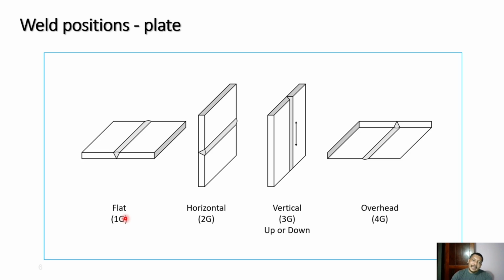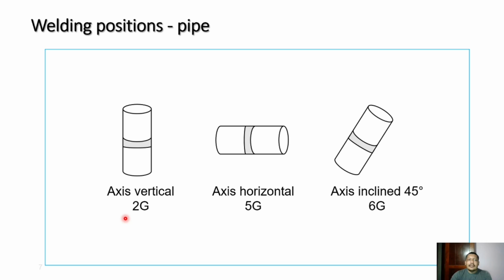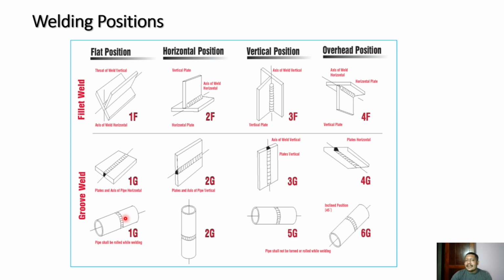Whether it is a plate or a pipe, there is no change in that case. Whereas if you are not making any groove and you make the weld on straight edges, that is called a fillet weld. You can see over here the fillet welds on a horizontal plane, on a vertical plane, or in the case of a vertical plate, or an overhead position.